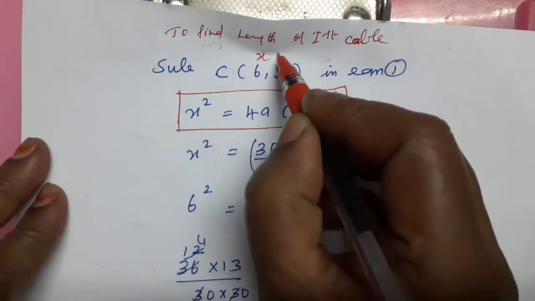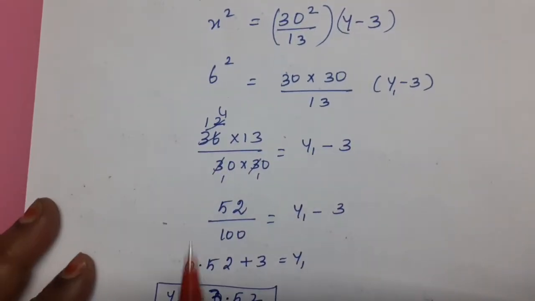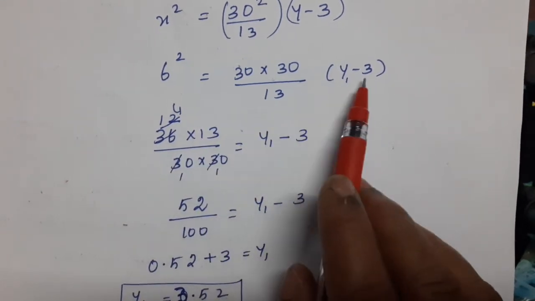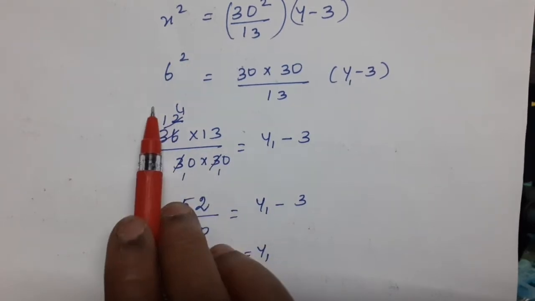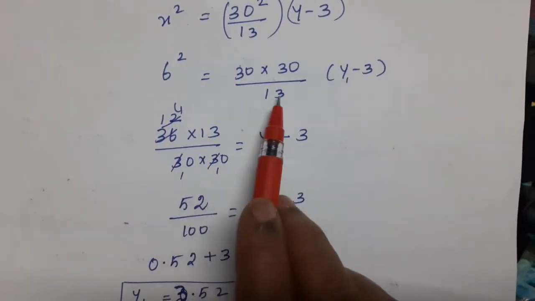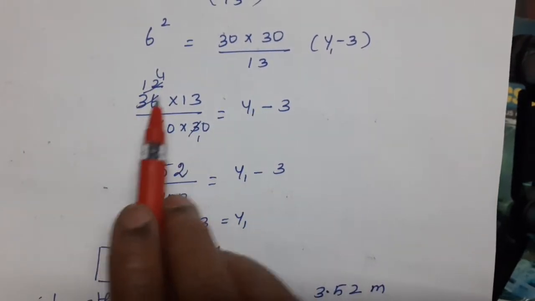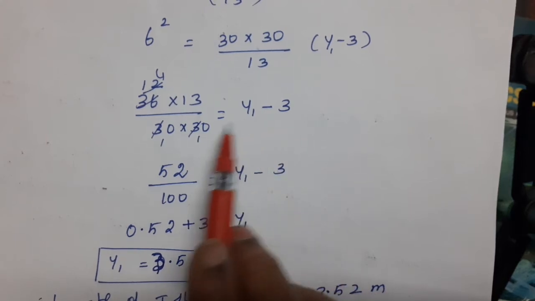The first one is x, the second one is y. So instead of x we substitute 6, and instead of y we substitute y1. Now 6 square equals 30 into 30 divided by 13 into y1 minus 3. See the calculation part. 6 square is 36. Now 30 into 30 comes downward, multiplied with its reciprocal: 36 into 13 by 30 into 30 equals y1 minus 3.